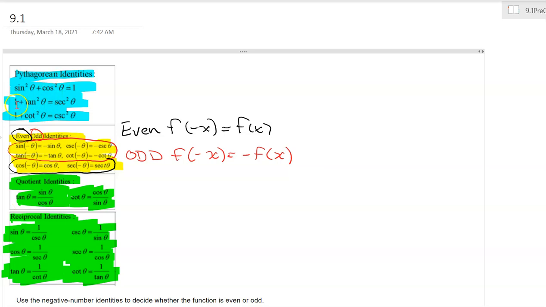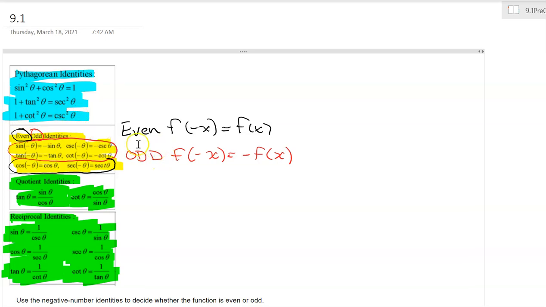Cosine squared divided by cosine squared is 1. 1 divided by cosine squared is secant squared. So in order to derive these other ones, we're simply just dividing either by cosine squared to get this one, or we're dividing by sine squared to get this one here.